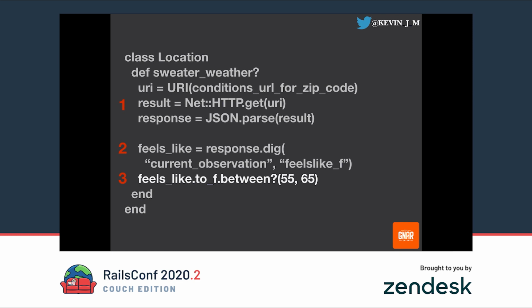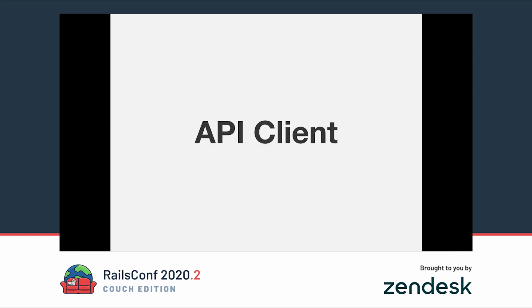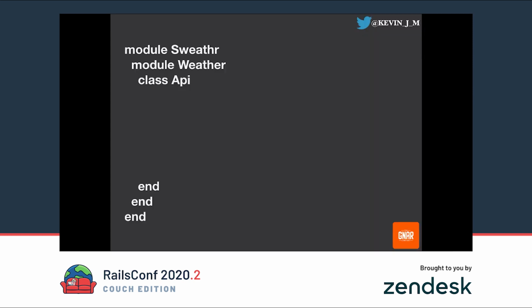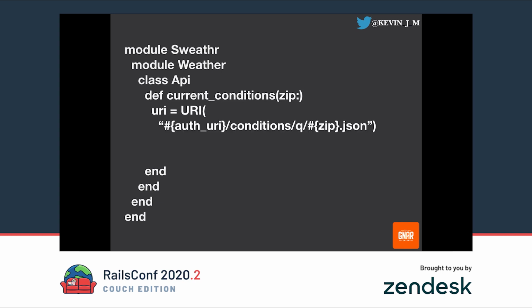So let's decompose this a little bit into different classes. And let's start at the top. We'll build an API client. The API client is going to be solely responsible for issuing a request and getting a response back, and then making it someone else's concern to do anything meaningful with that. So it's going to build up the URI, much like the initial implementation, issue a GET request, and we'll parse the JSON to give it a hash back just for convenience.